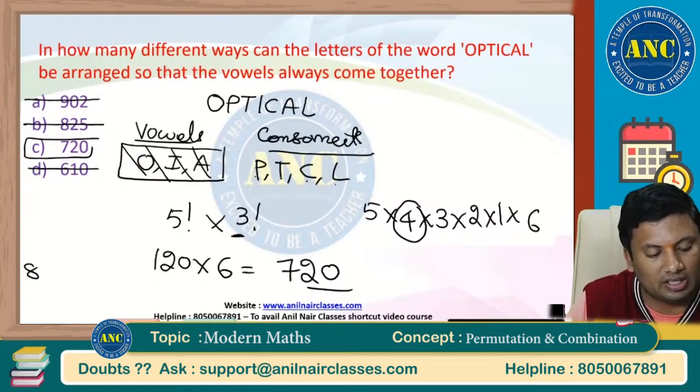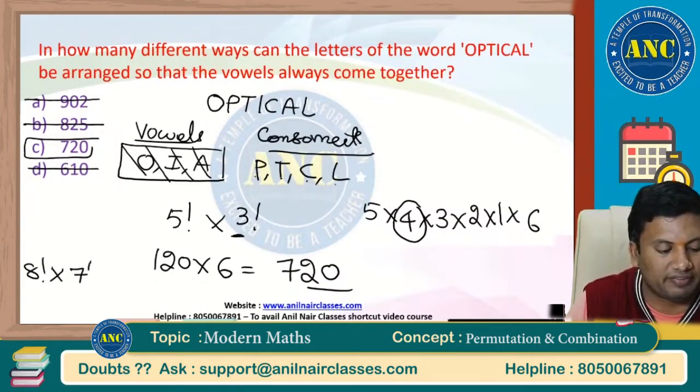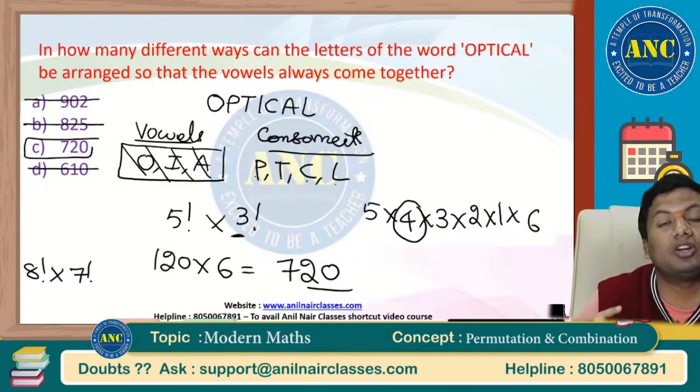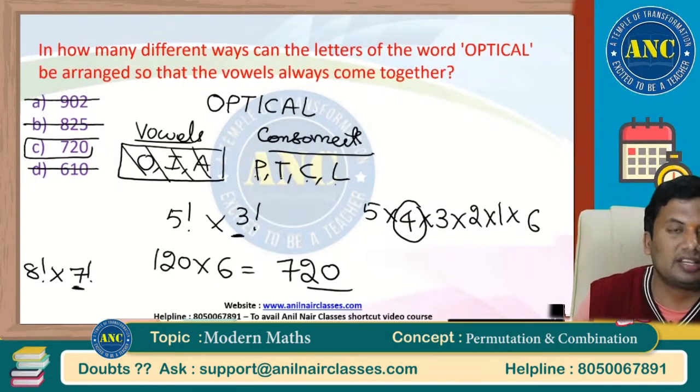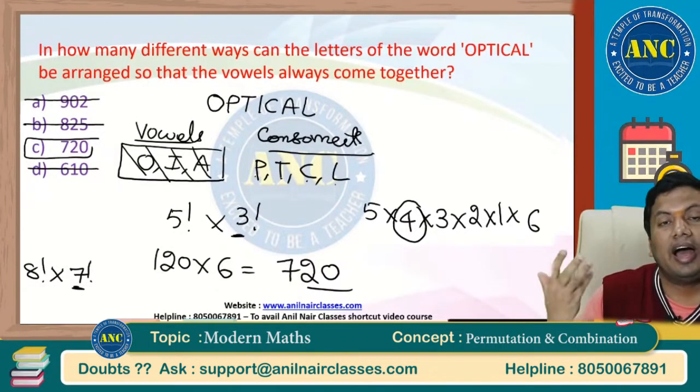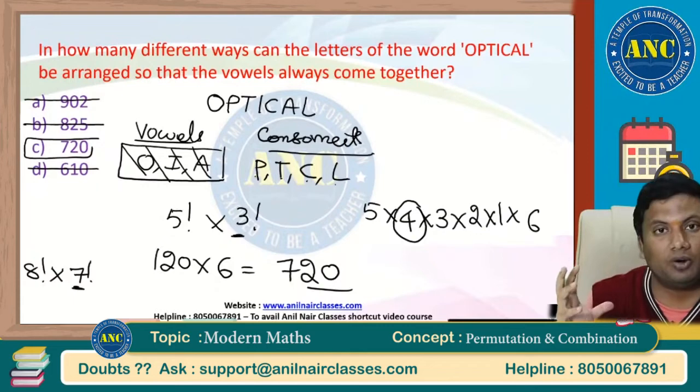Suppose the question is 8 factorial into 7 factorial. These kinds of logics are extremely important. 7 factorial, the answer is divisible by 7. 8 factorial, the answer is divisible by 8. Play around with the answer options.